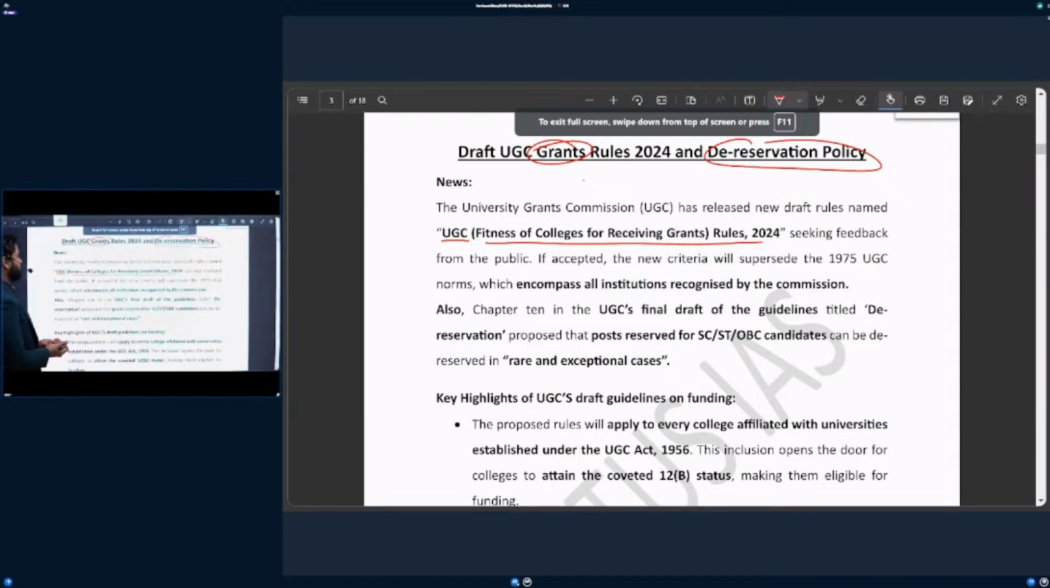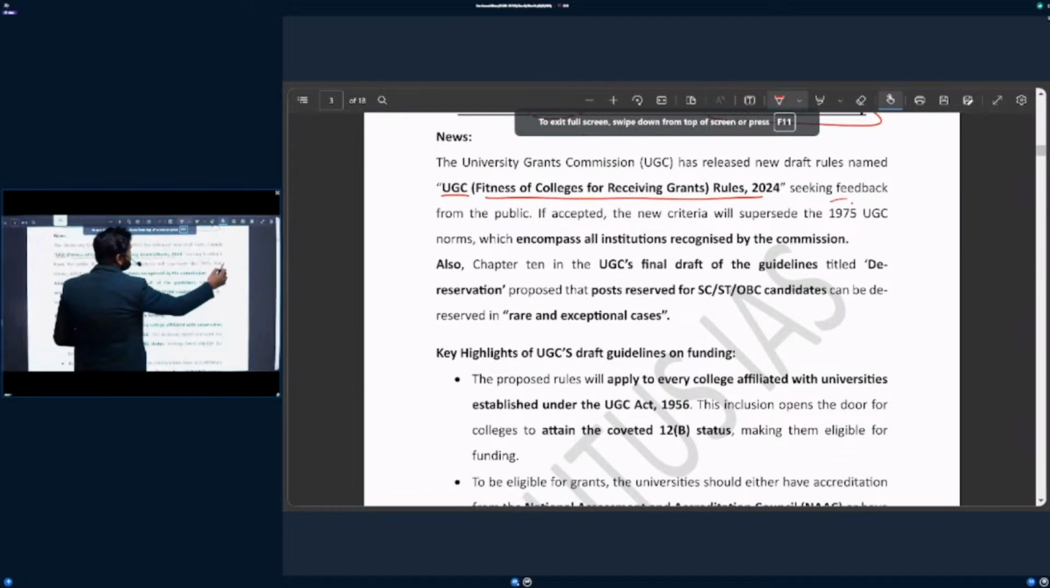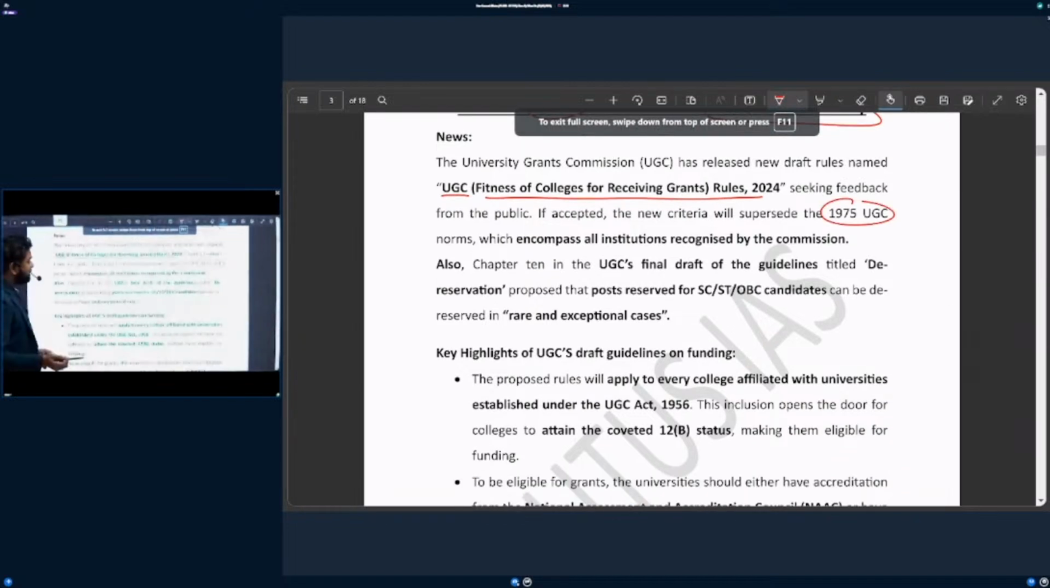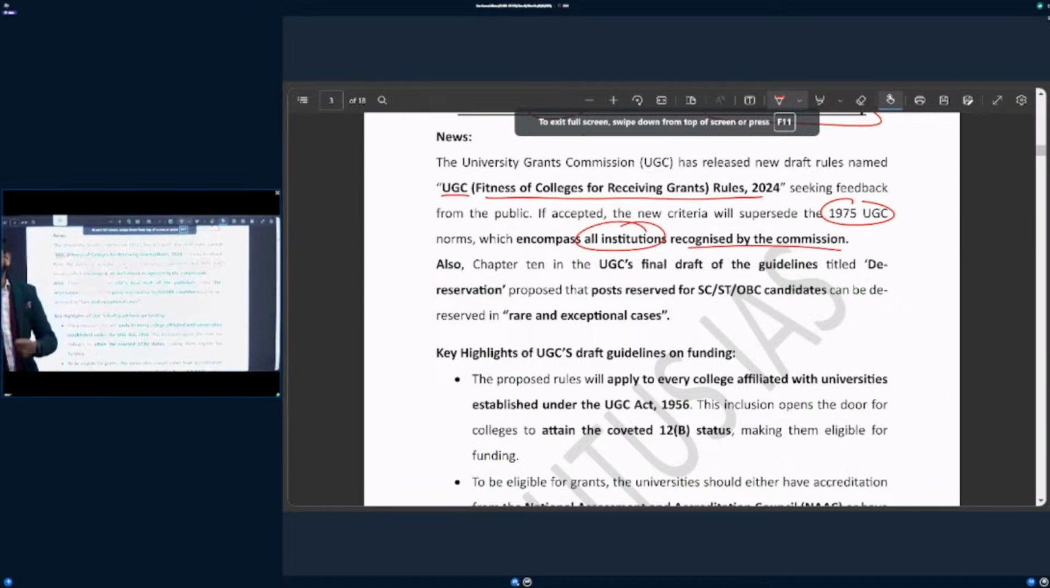So it is a draft, ठीक है? Remember this draft, fitness of college for receiving grants, seeking feedback. If accepted, the new criteria will supersede 1975 UGC norm, which encompasses all institutes recognized by the commission. So all universities and colleges that are basically recognized by UGC, and UGC controls them, sets the standard of education.